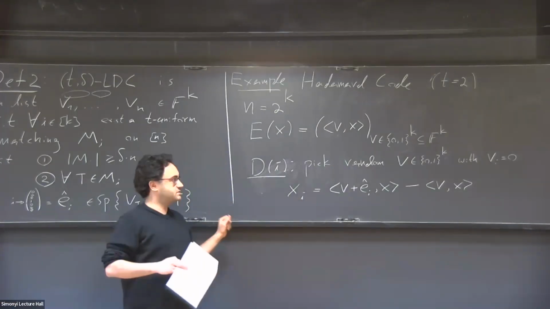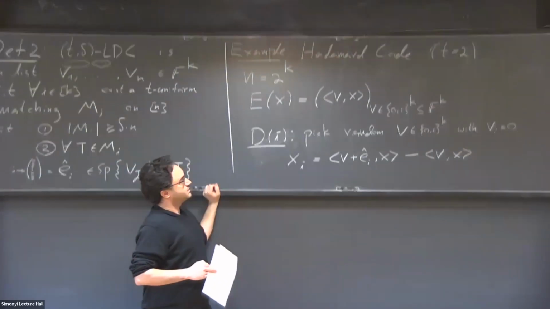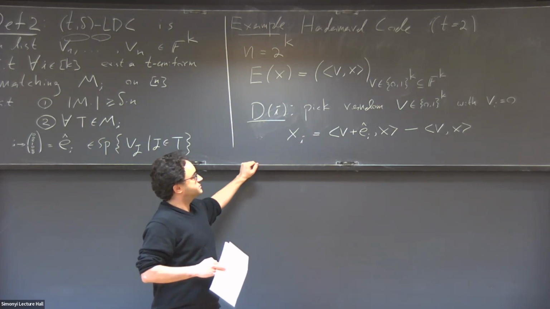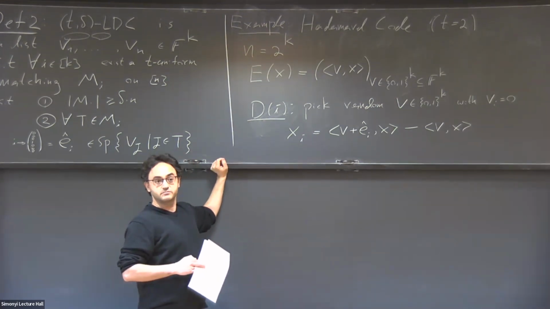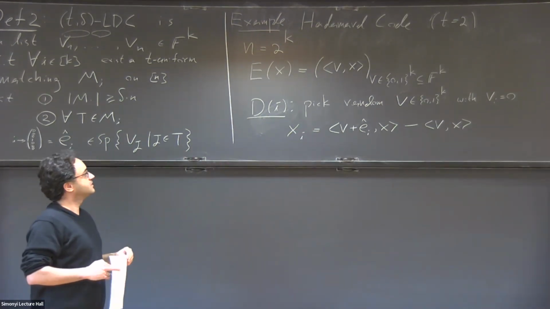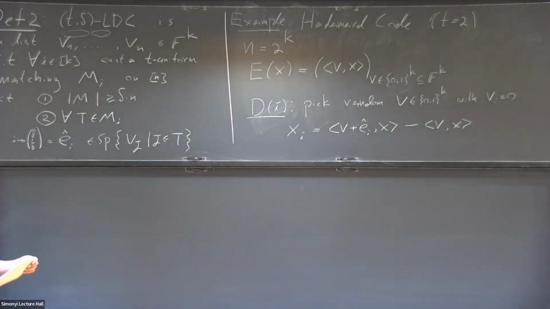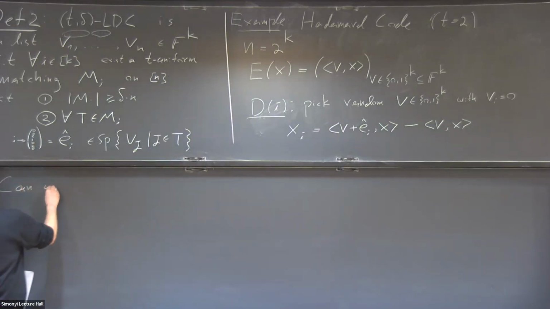So it's pretty simple. Delta has to be some constant, like 1/8 or something. Now I finish. Okay. So the obvious question is, can we do better?